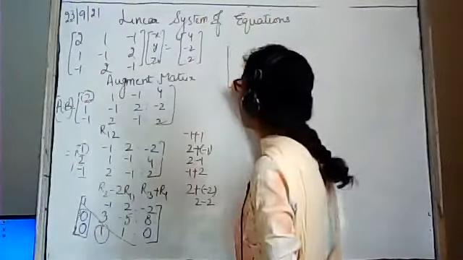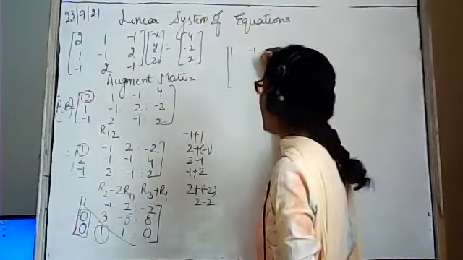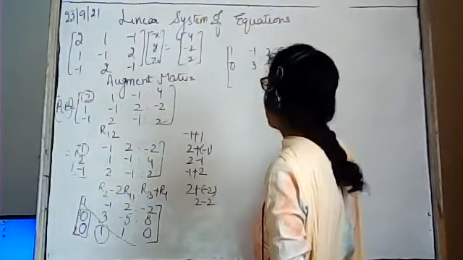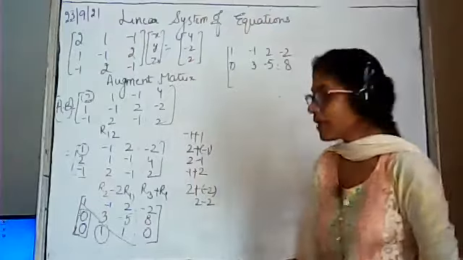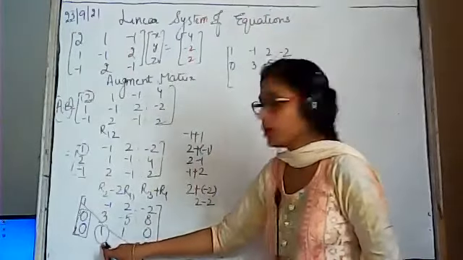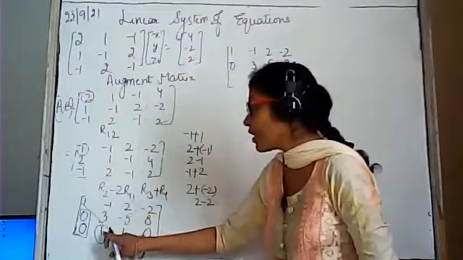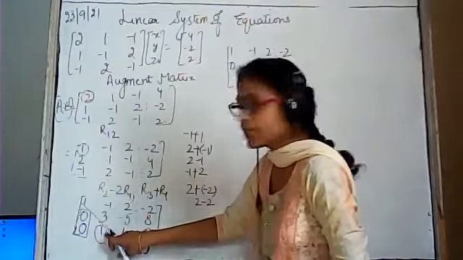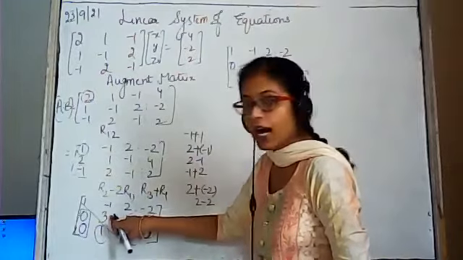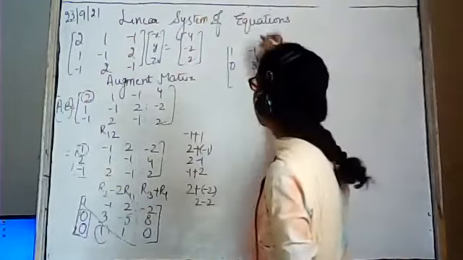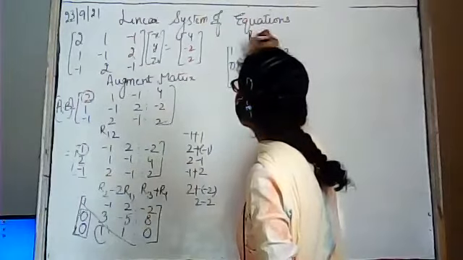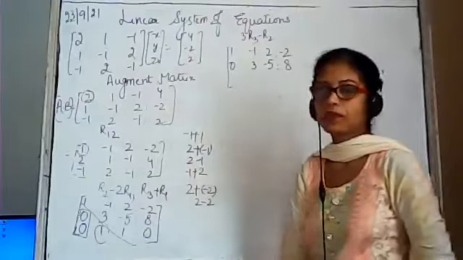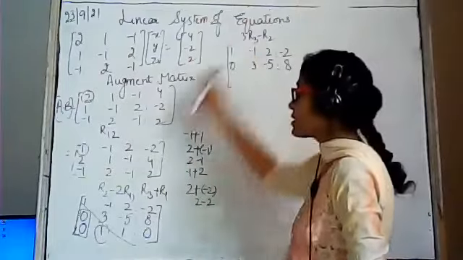It means our first row will remain as it is: 1, minus 1, 2, minus 2. Similarly, 0, 3, minus 5, and 8. These two rows will remain as it is. Now we are to operate this R3 with R2. We are to make this element 0. How can this element be made 0? If we multiply this with 3 and subtract R2, then 3 minus 3 will be 0. It means that we are going to apply the operation R3 becomes 3 times R3 minus R2. Okay? 3 times R3 minus R2.